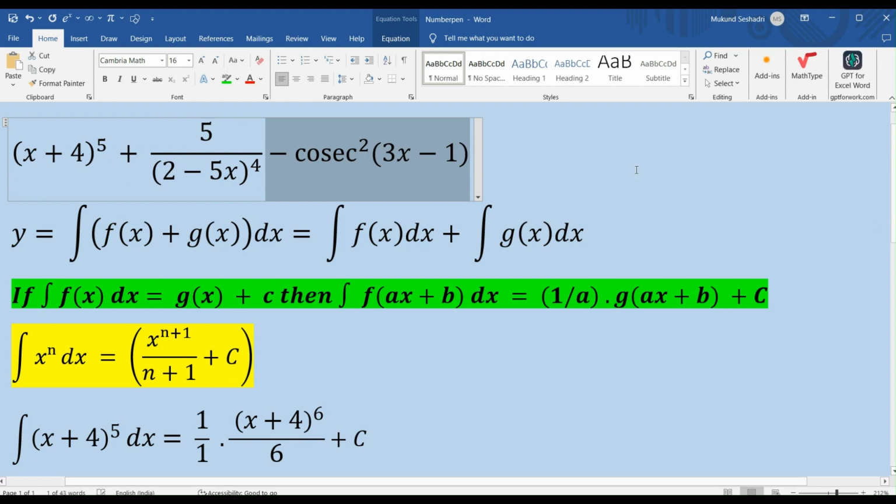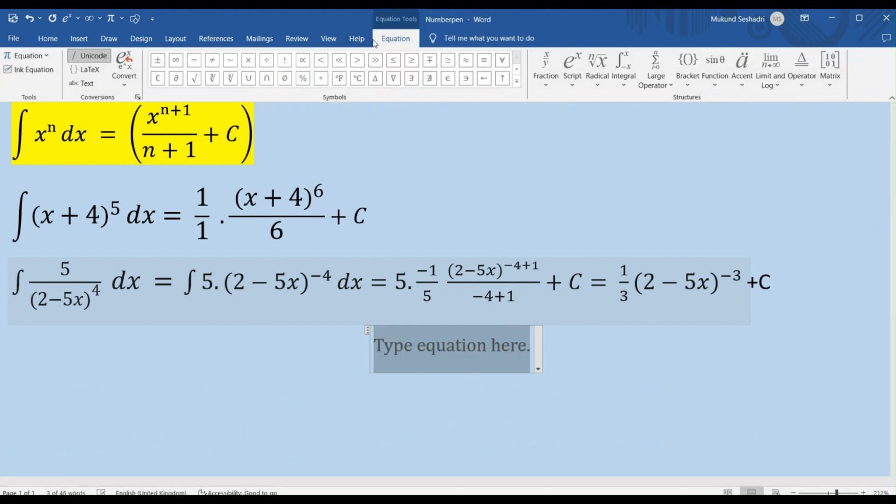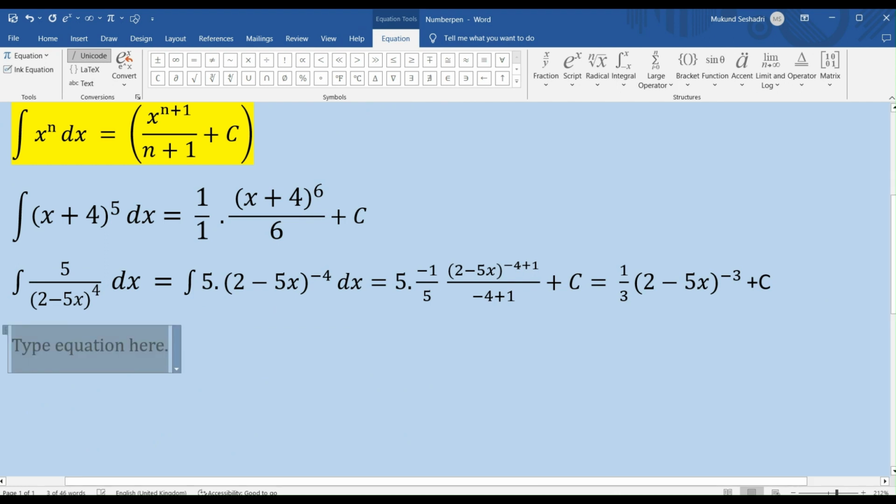So let's write that down. This looks like a trigonometric integral. So let's connect it with one of the trigonometric identities that we have learned under differential calculus, right?